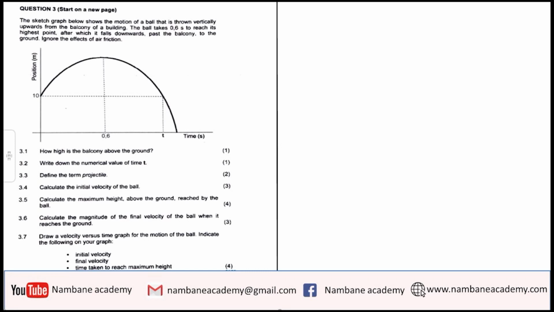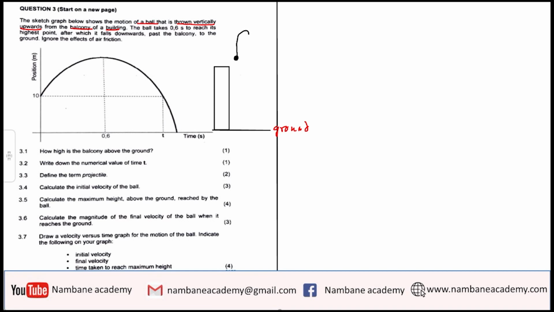Ladies and gentlemen, it says here, the sketch below shows the motion of a ball that is thrown vertically upwards from a balcony of a building. Now it means we have the building with a certain balcony there. But however, all I know is this object of mine will be there, and this will represent now my ground. And I am going to say, okay, here is the object, and the object has been thrown vertically up.